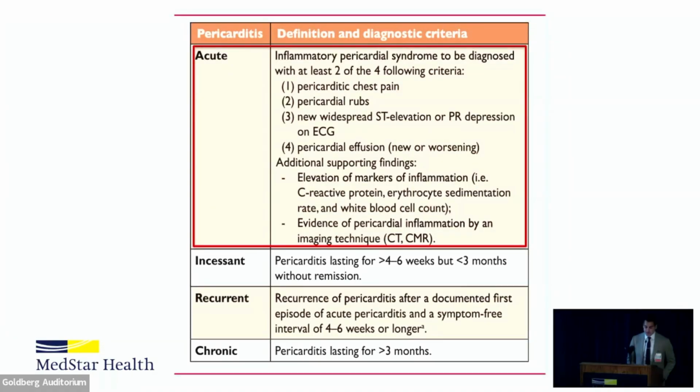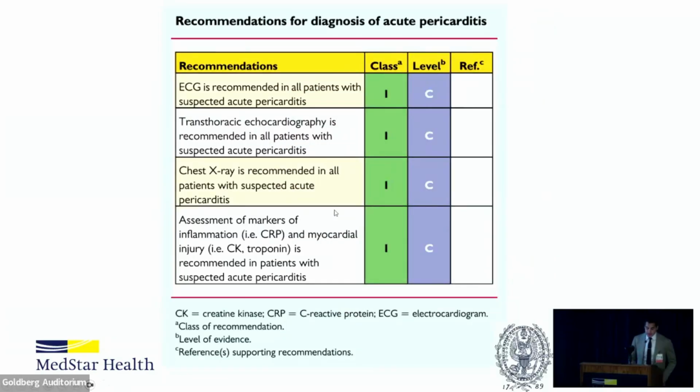As you can see here, this is more for the house staff and something that's heavily tested in the medicine and cardiology boards: how you define pericarditis. Typical pericarditic chest pain, which will be pleuritic and will refer to your shoulder or trapezius, a pericardial rub, new widespread ST elevations or PR depression, and a new or worsening pericardial effusion. Then you have additional supportive signs, as shown here: elevation of markers of inflammation such as ESR and CRP, leukocytosis, and finally evidence of inflammation on CT and MRI.